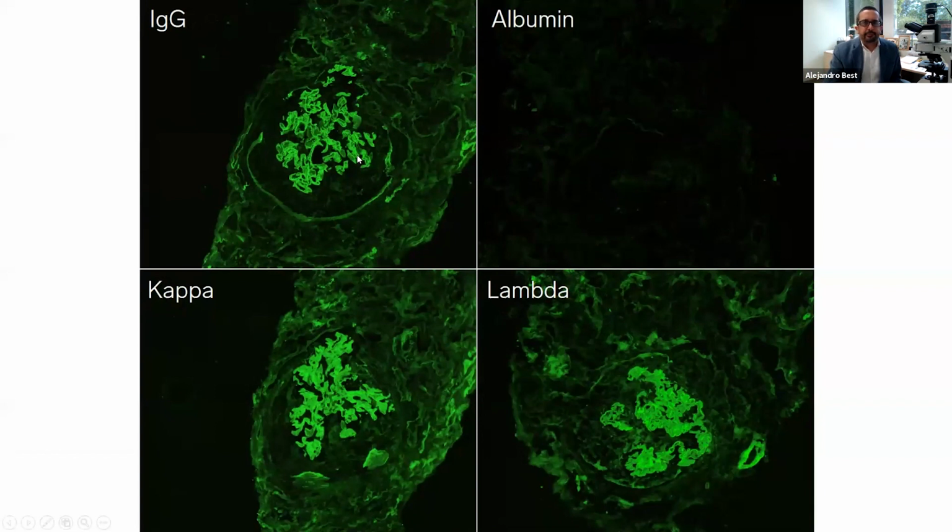What do we have here? We have very linear and very bright staining of only the capillary loops for G, kappa, and lambda. This is the albumin. The albumin, one of the reasons why we do it is because it sometimes will serve you as your control, right?